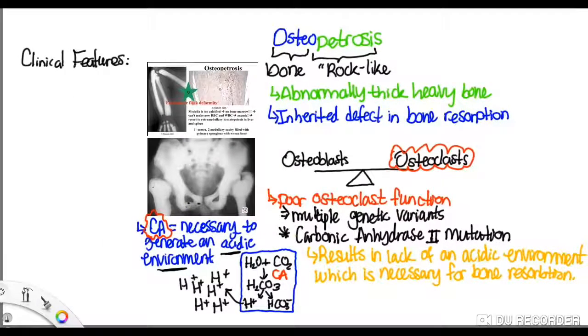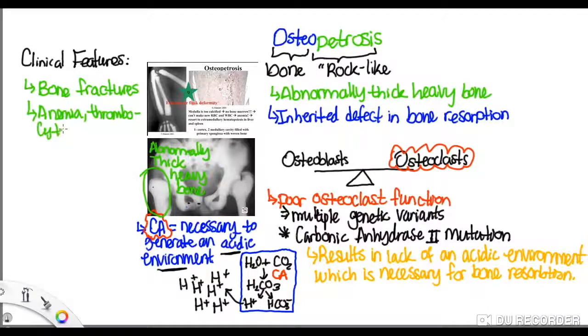The clinical features of osteopetrosis include bone fractures. Now remember, although the bone is thick, it's going to be very weak, hence it's more prone to fractures. And this is because there is no proper balance between the osteoclasts and osteoblasts. And in order to make strong bones, you need to have a balance between the osteoclasts and osteoblasts.